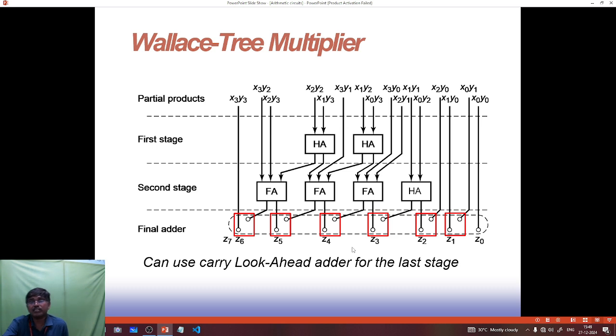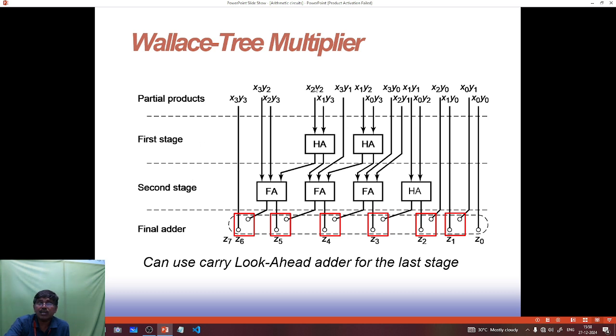So next, the Wallace multiplier. These are the partial products for the first stage: x3y3, x2y3, x2y2, x1y3, x3y1, x1y2, x0y3, x3y0, x2y1, x1y1, x0y2, x2y0, x1y0, x0y1. So here there are different stages. This is nothing but the partial products, and there will be a segregation: first stage, second stage, final adder.